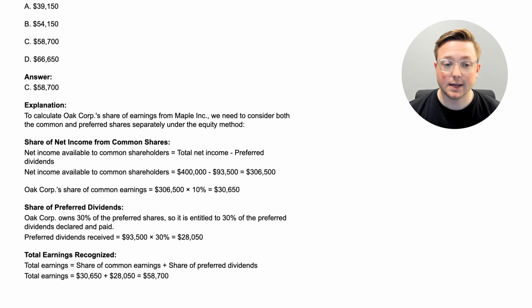All right, here we are at the answer. The answer is C. $58,700 is the amount of revenue that they're going to recognize from this. So let's walk through this. It's not too difficult once you, again, see how it's done. To calculate Oak Corp's share of earnings from Maple Inc., we need to consider both the common and the preferred shares separately under the equity method. So let's go ahead and figure this out.